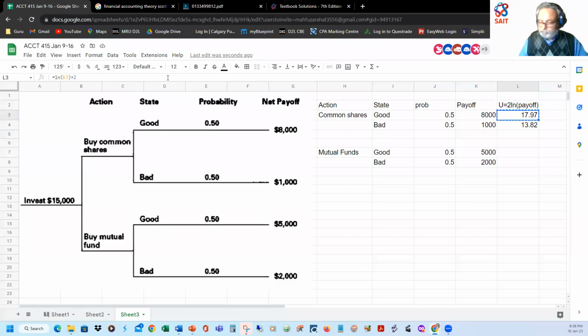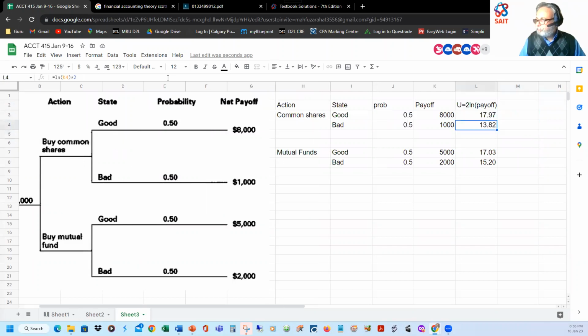If Mr. Smart invests in mutual funds, his utility will be natural log of 5,000 times 2. If the payoff is 2,000, Mr. Smart's utility is going to be natural log of 2,000 times 2, which is 15. What is the expected payoff?